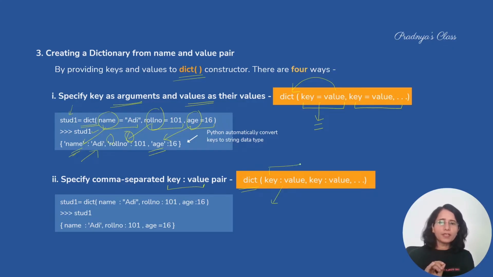So this is one key value pair, this is another key value pair we are giving to the dict constructor. So same example I am going to consider, but now I am going to give key value pairs. So it is separated by colon. So one dictionary got created with the name stud1, and you can see here these are the elements of the dictionary.